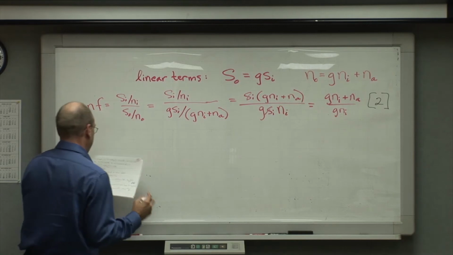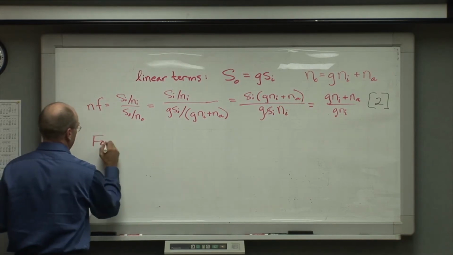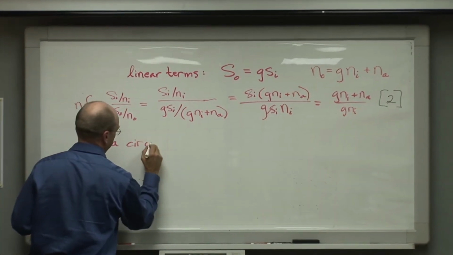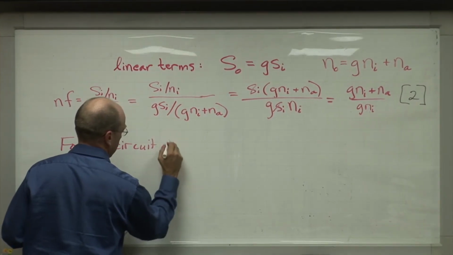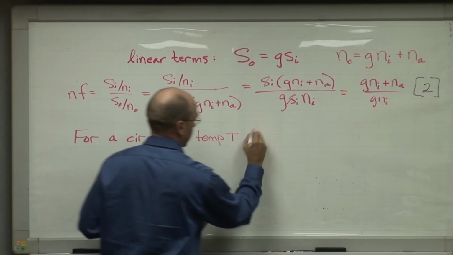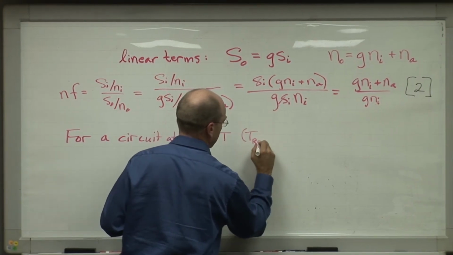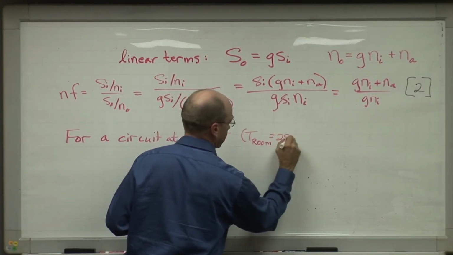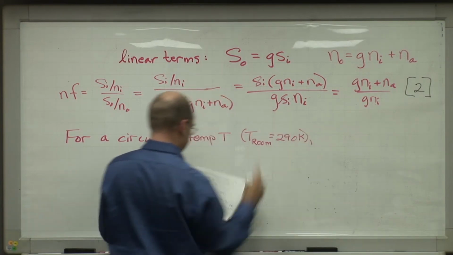All right. Now, for a circuit at temperature T, and of course, T room temperature is equal to 290 K.